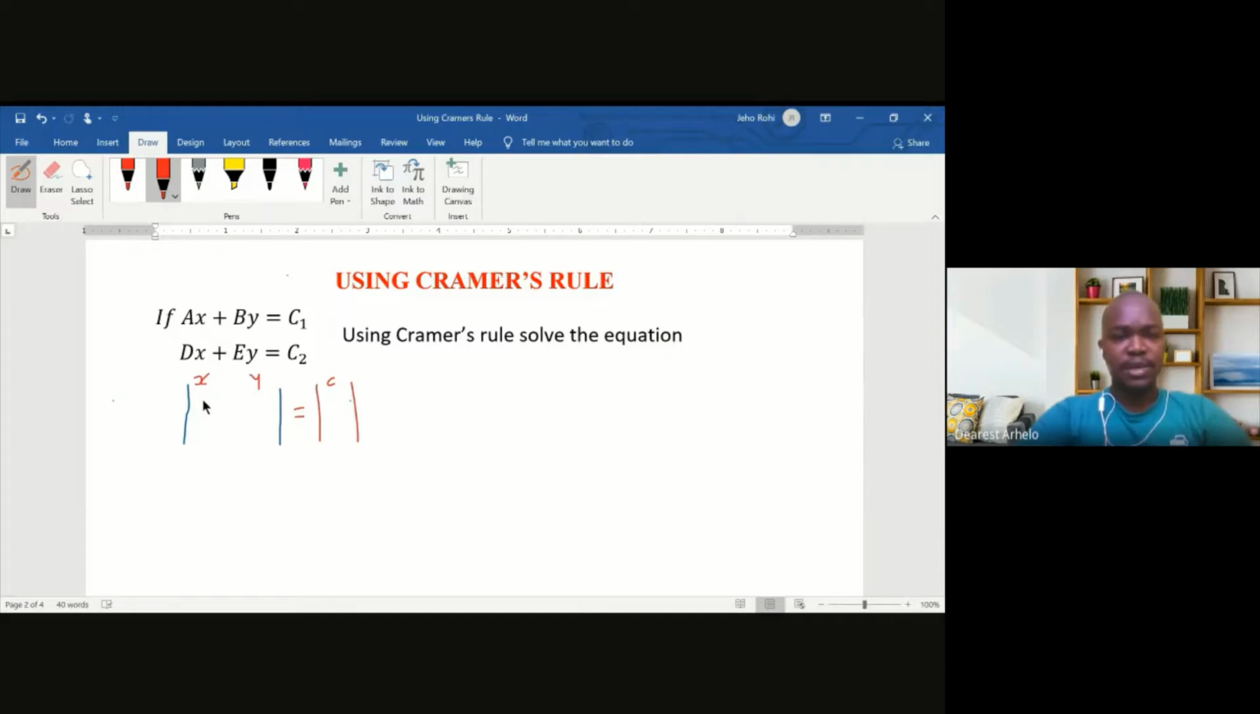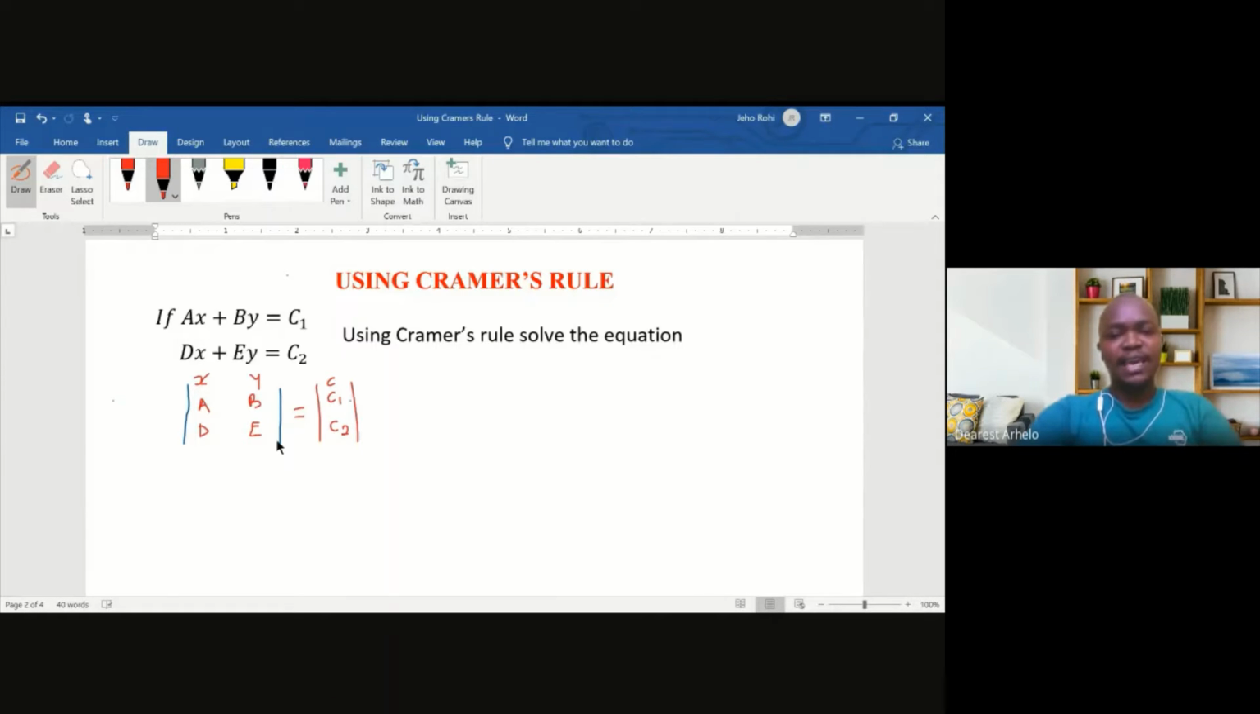So here is my a, and I have d under the x variable. Then for the y, I have b and e. Then for the constants, we have c1 and c2. So this is the first step we do. We transform the equation into a matrix, in this case, a determinant matrix. From here, we can solve the matrix.